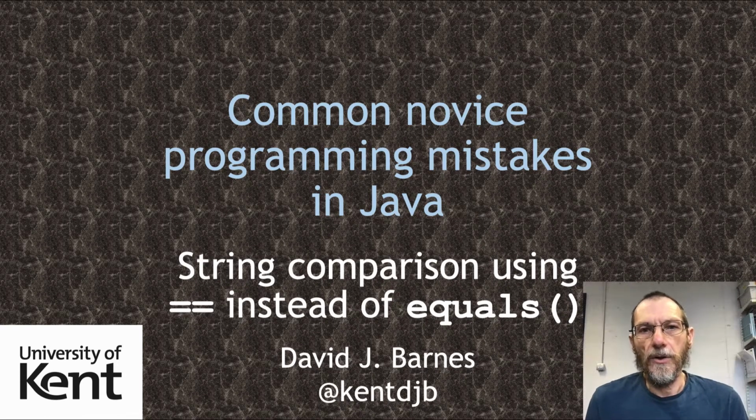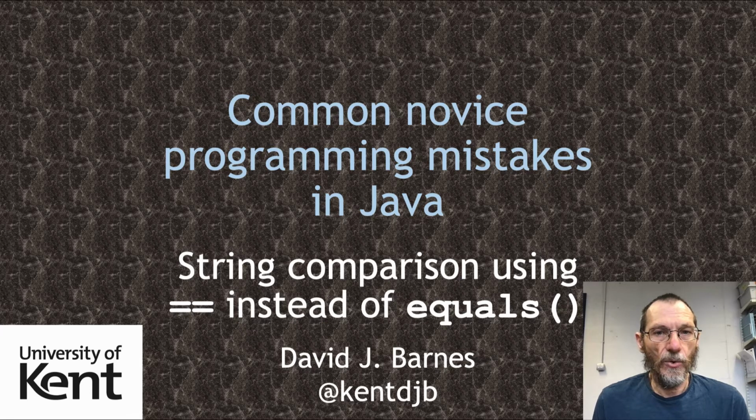In this video, we're going to look at a common novice programming mistake in Java, and that's the use of the equals operator instead of the equals method when comparing strings. In fact, this is a common programming mistake even by experienced Java programmers. One of the reasons for this is it can be quite difficult to detect by ordinary testing, so we need to be very thoughtful when we're coding string comparisons.